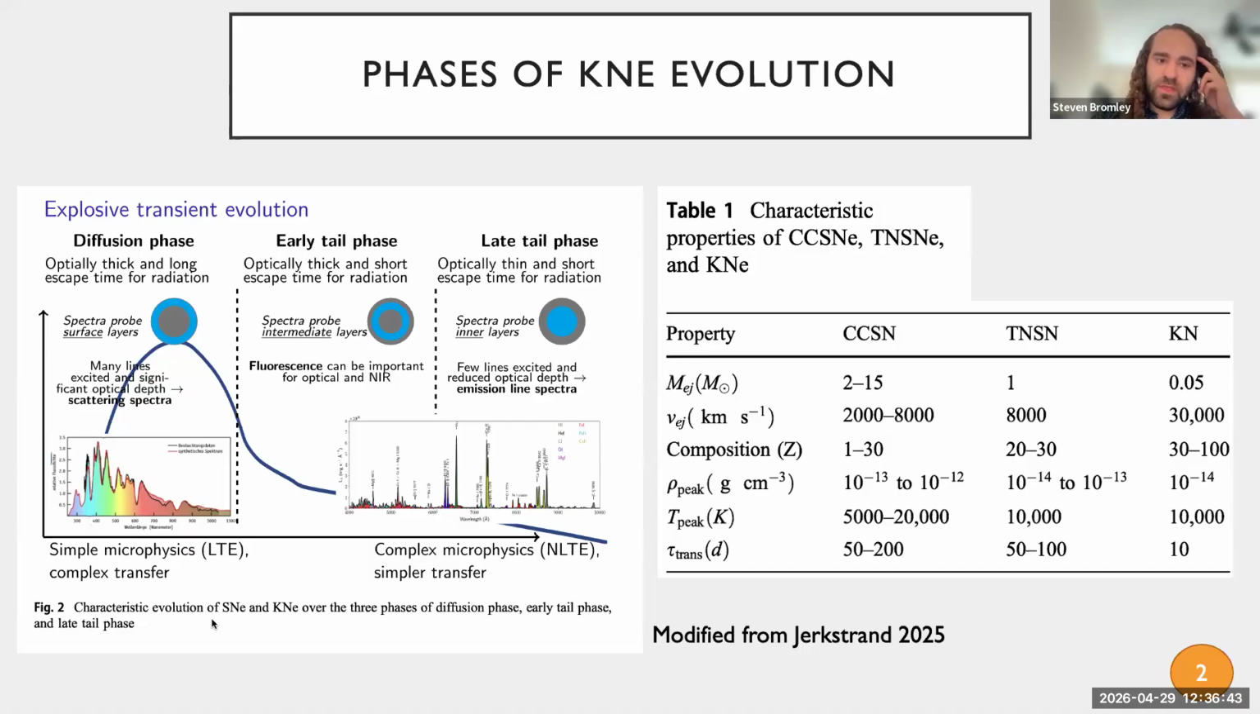On the right here, I'm showing a comparison from Björkstrand et al. of some of the properties of kilonovae. In particular, the average composition is much higher in Z compared to a supernova. The expansion velocity is very different. In a supernova, it might be a few thousand kilometers a second, but in kilonovae, it's a rather substantial fraction of the speed of light.